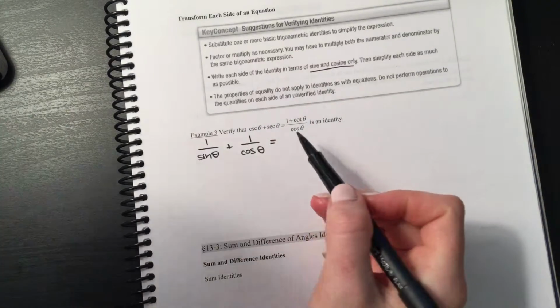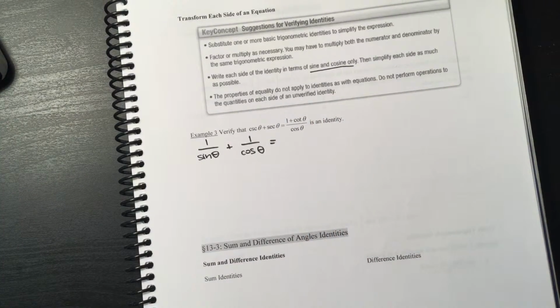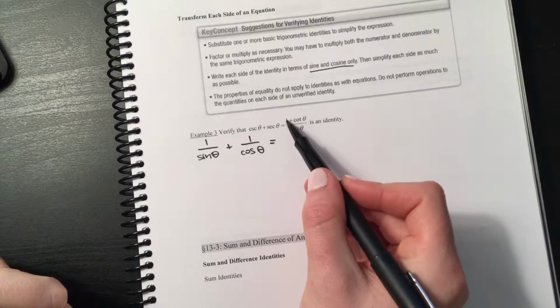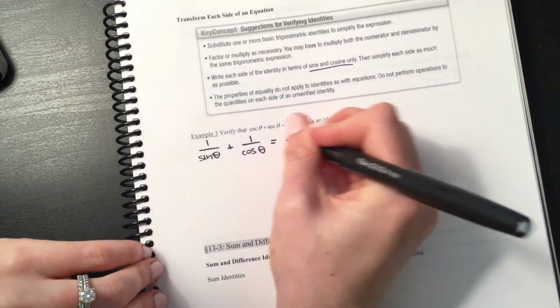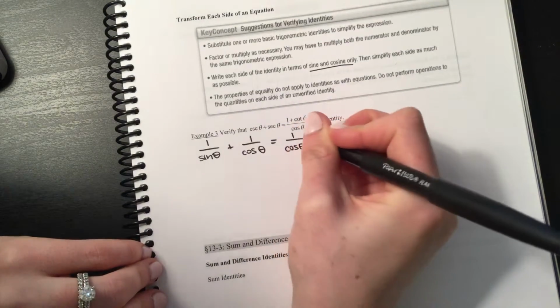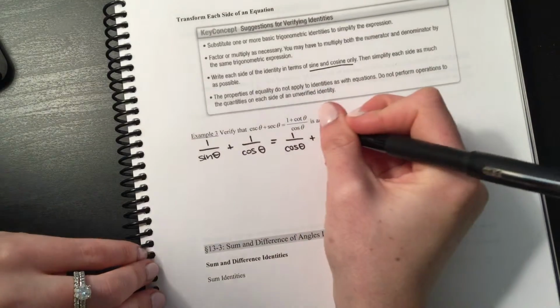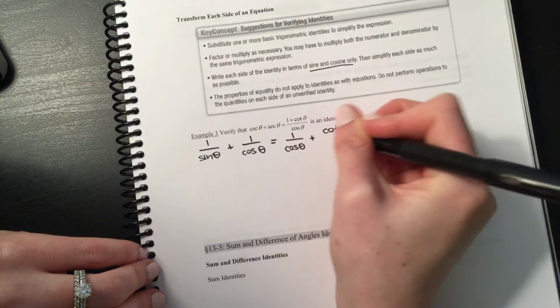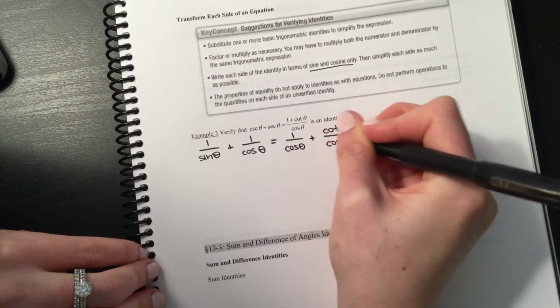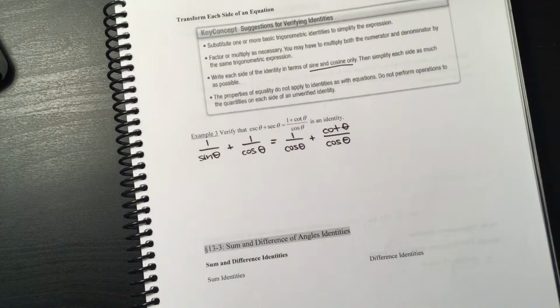equals. And then what I'm going to do here, this is kind of an unusual one. I have 1 plus cotangent. So I'm going to split both of these up. So I'm going to put 1 over cosine, split that up, and then plus cotangent over cosine. I'm going to split that up. Okay, so keep on simplifying.